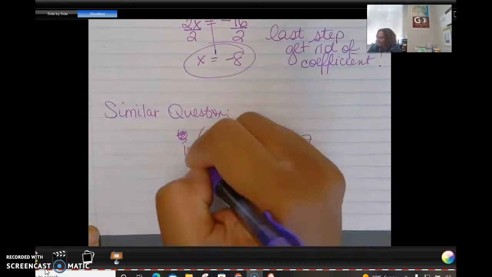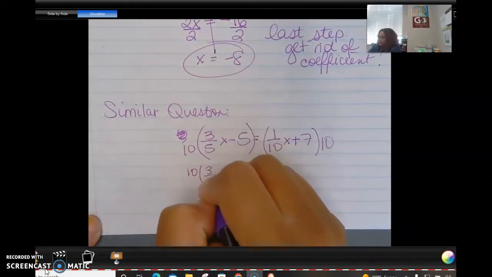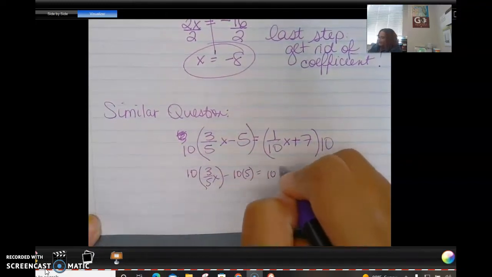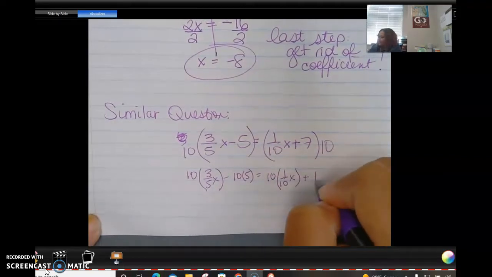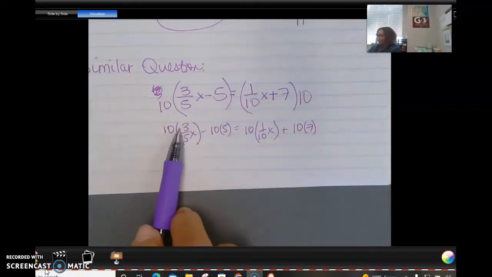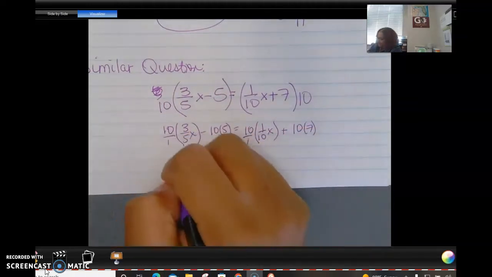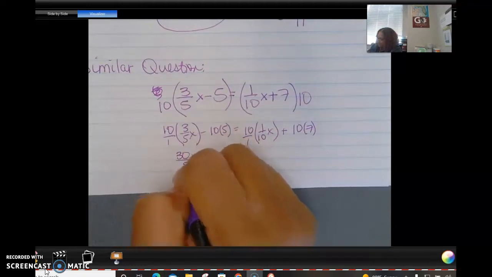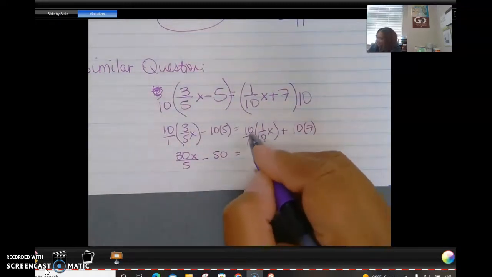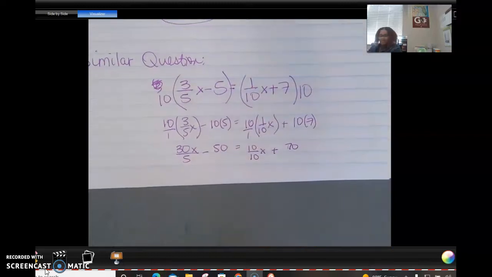So multiply this by 10 and multiply this by 10. This becomes 10 times 3/5 x minus 10 times 5. Equals 10 times 1/10 x plus 10 times 7. So then I would simplify. This becomes 30 over 5. What that looks like is this is just basically a 1. 10 times 3 is 30 x over 5 minus 50, because that's 10 times 5. And this becomes 10 over 10, because 10 times 1 is 10. Over 10x plus 70 here, okay?